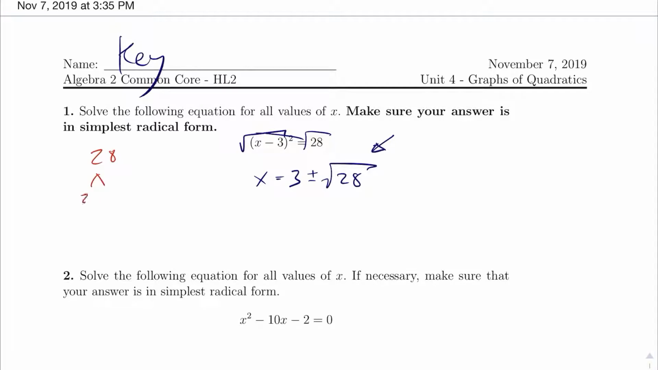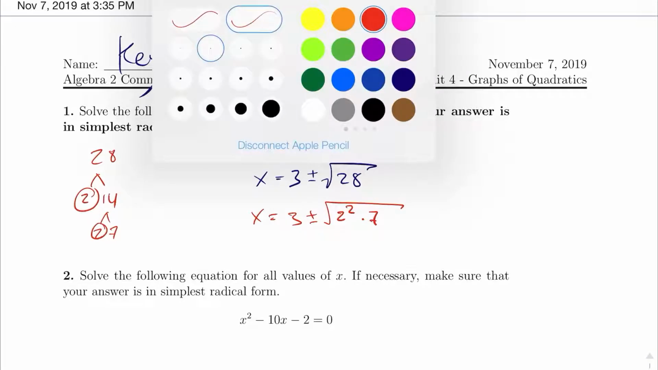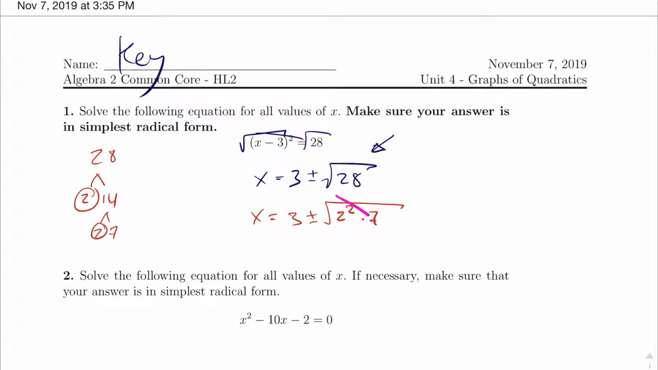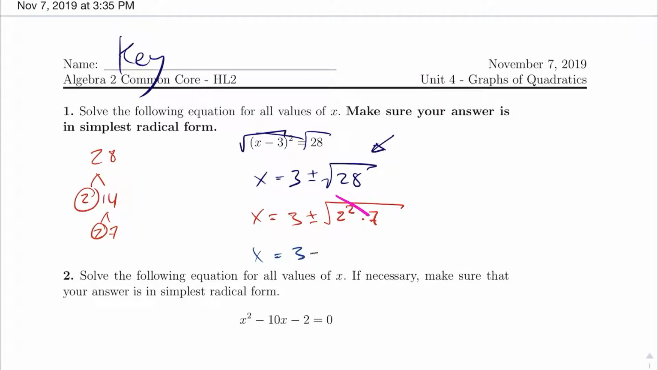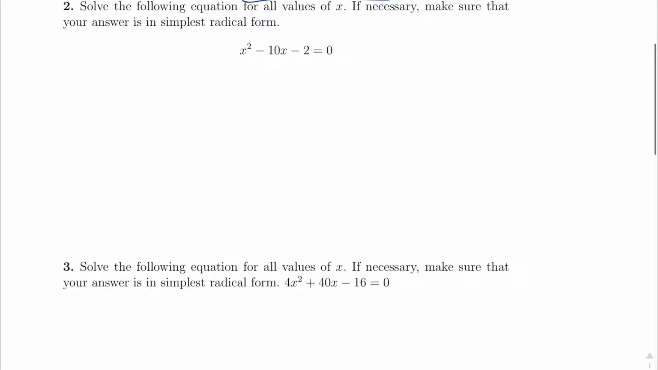So we break 28 into 2 and 14, 14 into 2 and 7, and we rewrite our answer as 3 plus or minus the square root of 2 times 2, which is 2 squared, times 7. Now it's beneficial to write it this way because square roots and squares cancel, giving us x equals 3 plus or minus that 2, no longer with the square because that canceled, no longer in the square root, because that canceled, square root 7. You guys got this one.